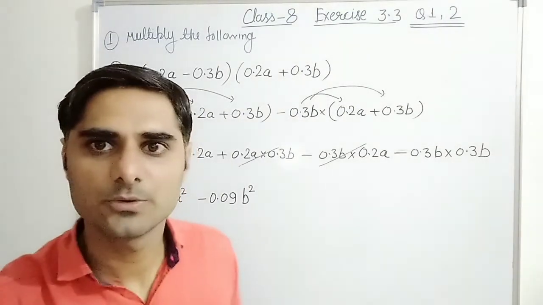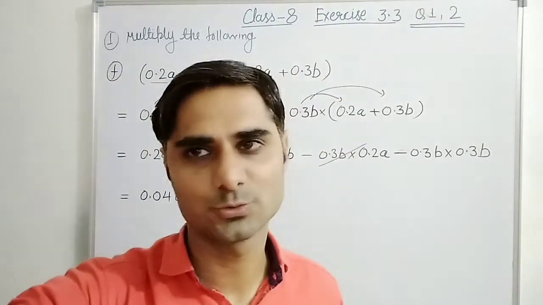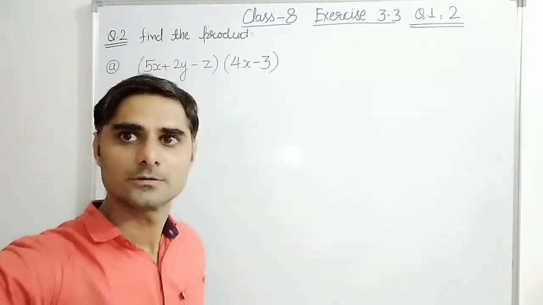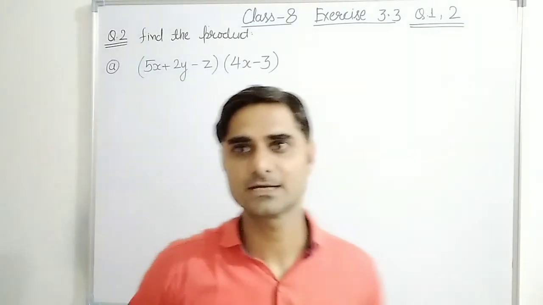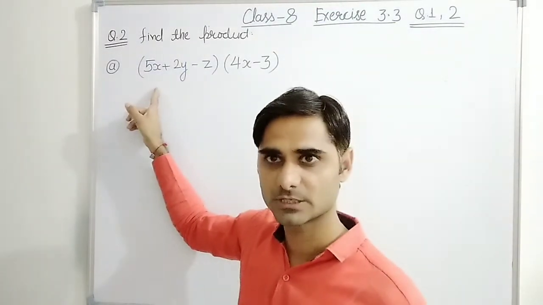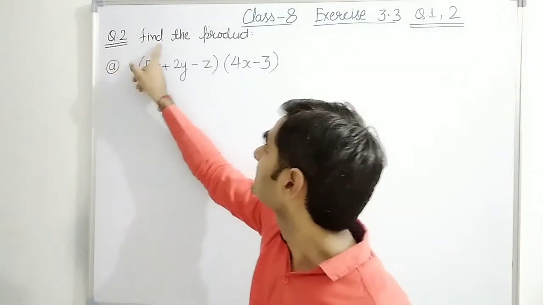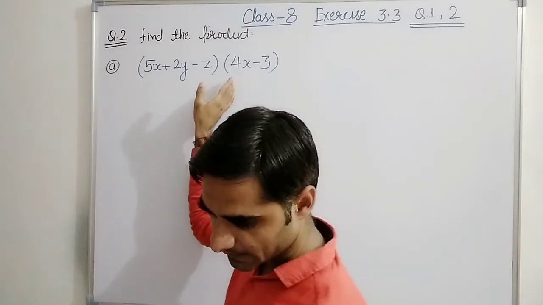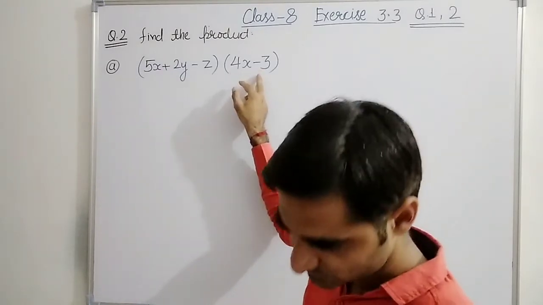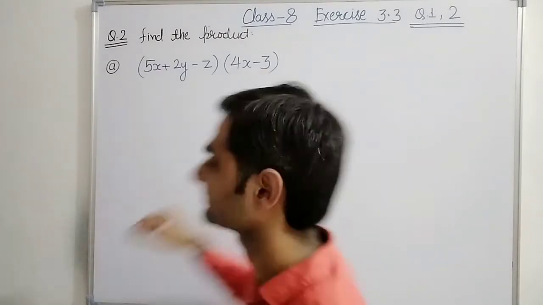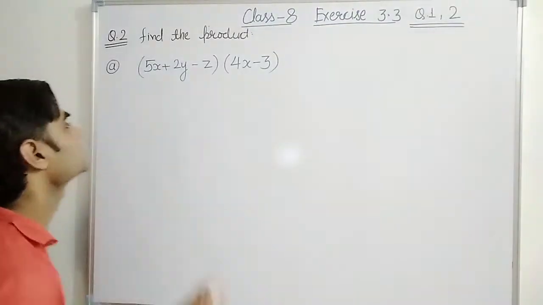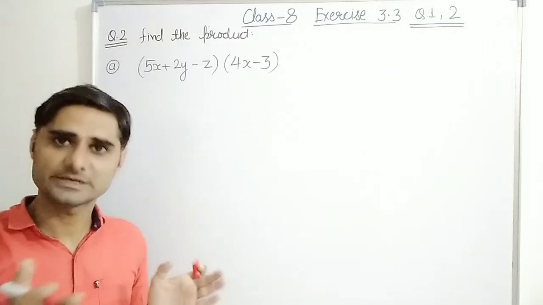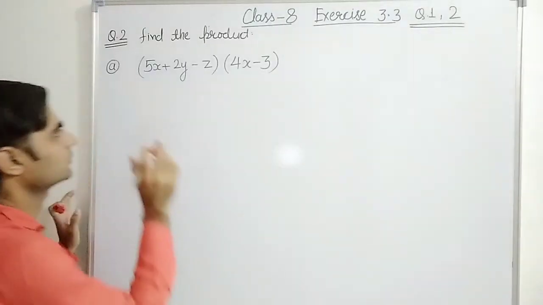Okay, now we will take question number 2. I'm just erasing this one, then we will take the next one. Okay, now see here, I have written here the first question of the second one, that is find the product of 5x plus 2y minus z and 4x minus 3. This one is given. So this one we have to multiply by the same method. I told you in the last question, the same method you will follow.